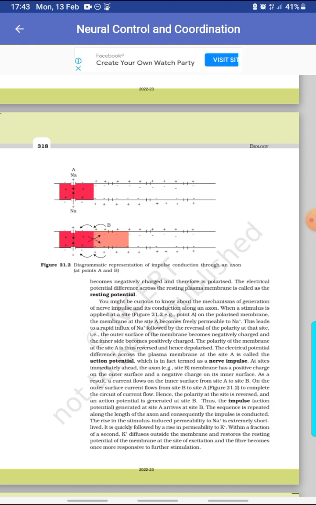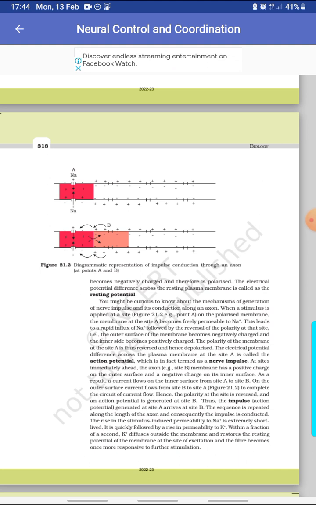At sites immediately ahead on the axon, for example site B, the membrane has a positive charge on the outer surface and a negative charge on its inner surface. As a result, a current flows on the inner surface from site A to site B. On the outer surface, current flows from site B to site A to complete the circuit of current flow. Hence, the polarity at site B is reversed and an action potential is generated at site B. Thus, the impulse or action potential generated at site A arrives at site B.